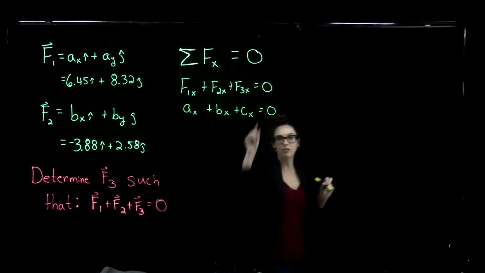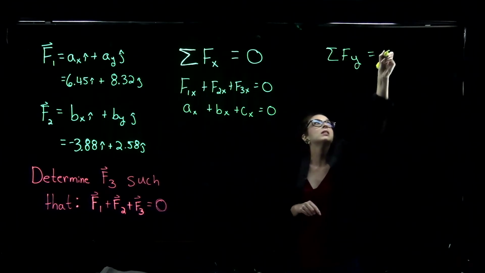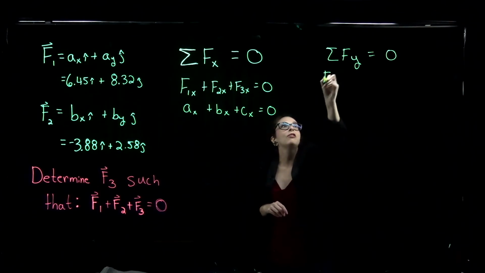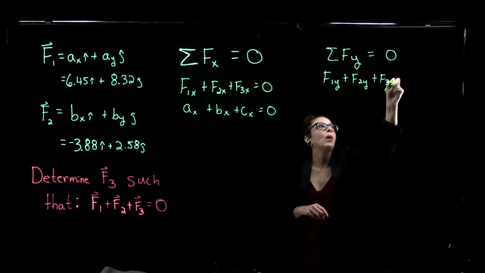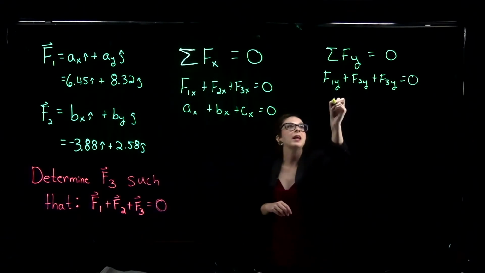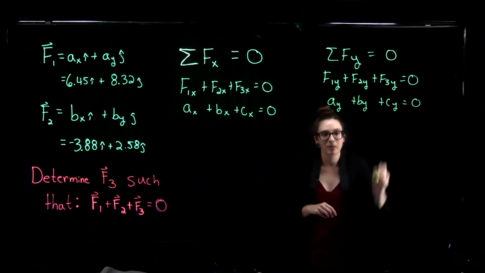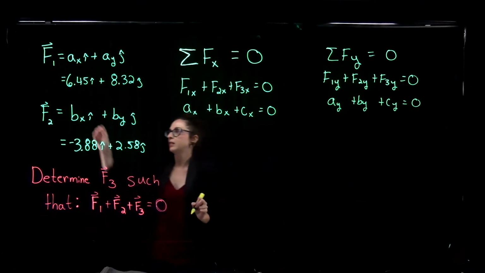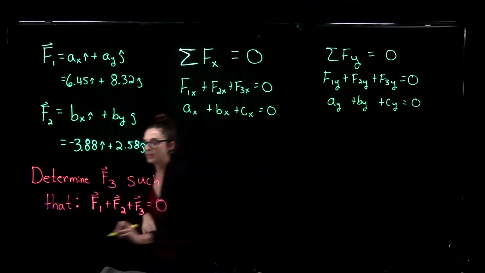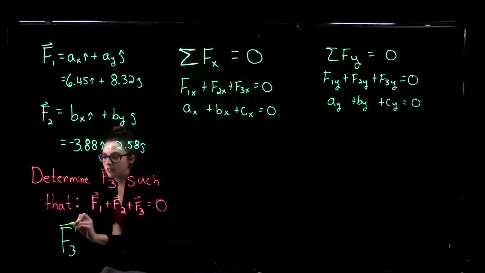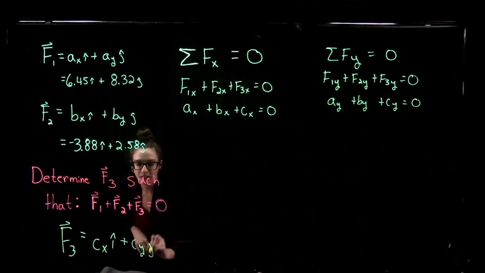And I can do the same thing for the y component. So the sum of my forces in the y direction must equal 0. That's F1y plus F2y plus F3y equals 0. So then I can say AY plus BY plus CY must equal 0. Since I gave AX and AY to F1, BX and BY to F2, we can say that F3 will equal CX i hat plus CY j hat.